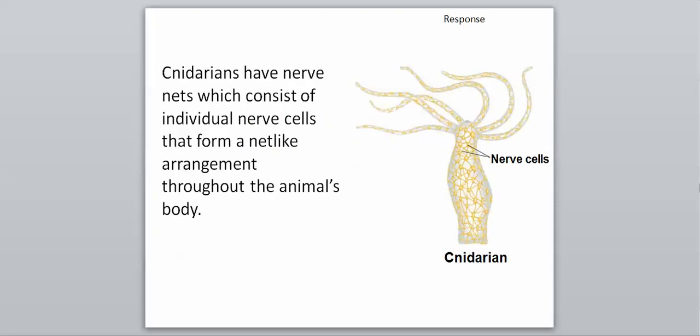And so our example of one of our first invertebrates that actually shows some type of nervous system, but doesn't really fall into centralization, specialization, or cephalization, are cnidarians, and they have nerve nets that consist of individual nerve cells that form a net-like arrangement throughout the animal's body. So these aren't really centralized, they're not cephalized, and they're not specialized in any way. So this is just our earliest formation of a nervous system that, from here on out, all the rest of our invertebrates can build on and make more specialized.